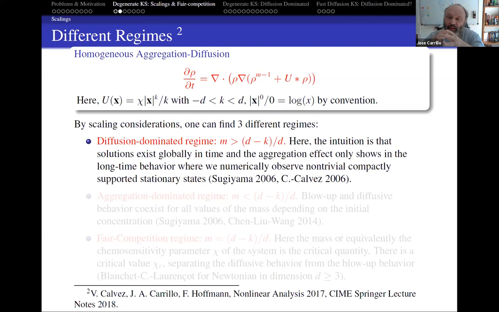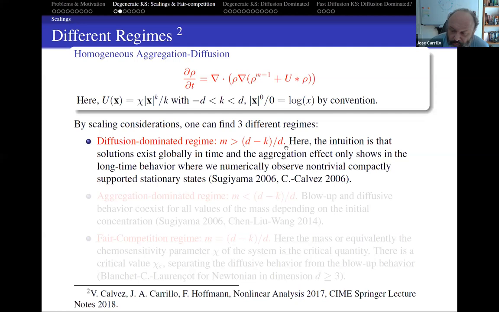So then there is the tendency, just based on the energy, that there is no reason for the solutions, because it's the steepest descent of the free energy, to concentrate. So the intuition is that in that case you will expect not to have concentrations, so you expect to have global solutions. And that's the result that was already proven in the literature, both by Sugiyama and by Calvez and myself some years ago, in which we proved the existence of global solutions, even uniformly bounded in time, in particular cases of this whole regime that corresponds to m larger than one minus k over dimension.